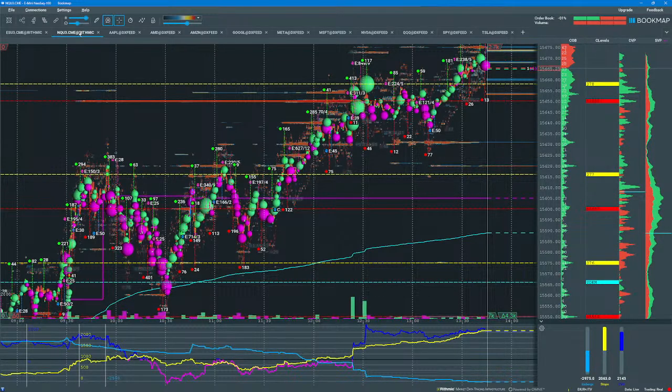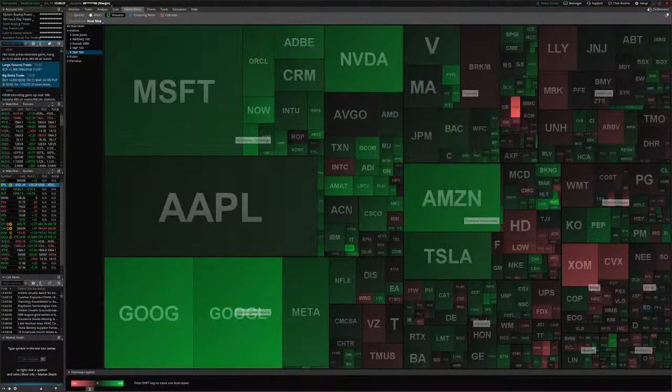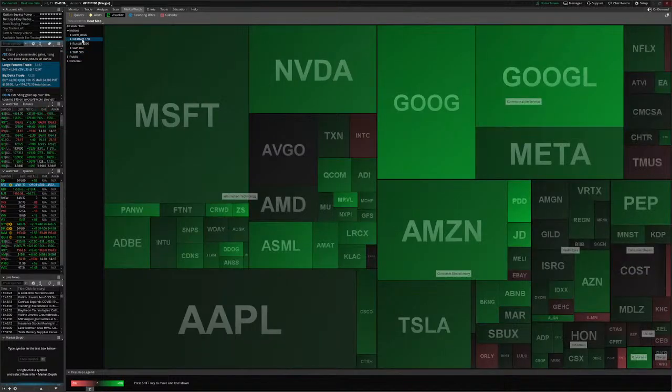Nasdaq a little bit more bullish today. This is the Market Watch heat map. We'll just take a look at the Nasdaq 100, and you can see the large cap tech stocks: Microsoft, Apple, Nvidia, Google, Meta, Amazon, Tesla, all pretty green today, driving Nasdaq higher.